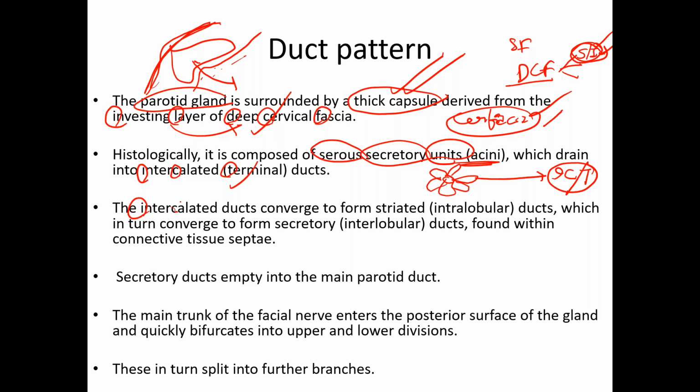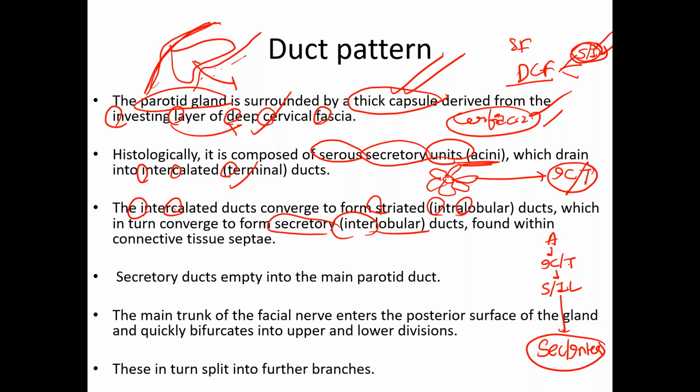The intercalated ducts converge to form striated or intralobular ducts. So acini go into intercalated or terminal ducts, and they go into striated or intralobular ducts, which converge to form the secretory or interlobular ducts. Secretory and interlobular ducts are found within the connective tissue septae. The secretory ducts empty into the parotid duct. This is very important. You have to remember.